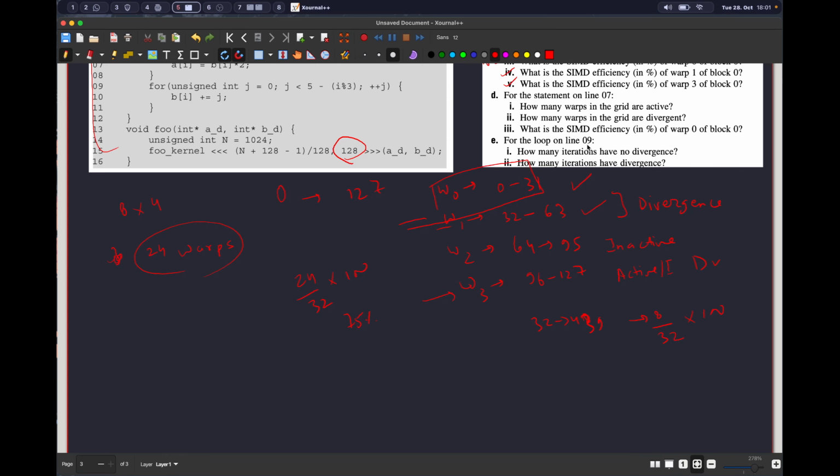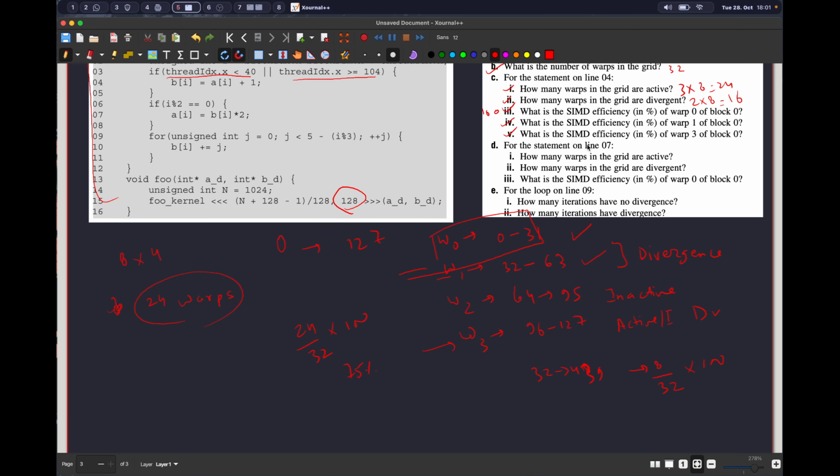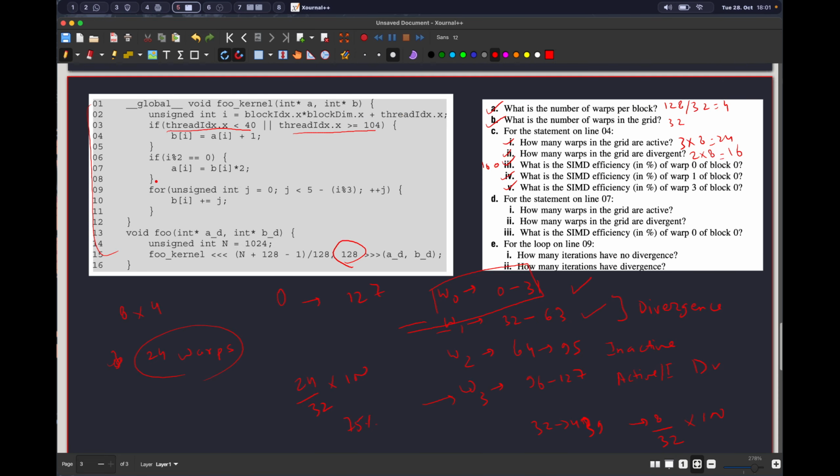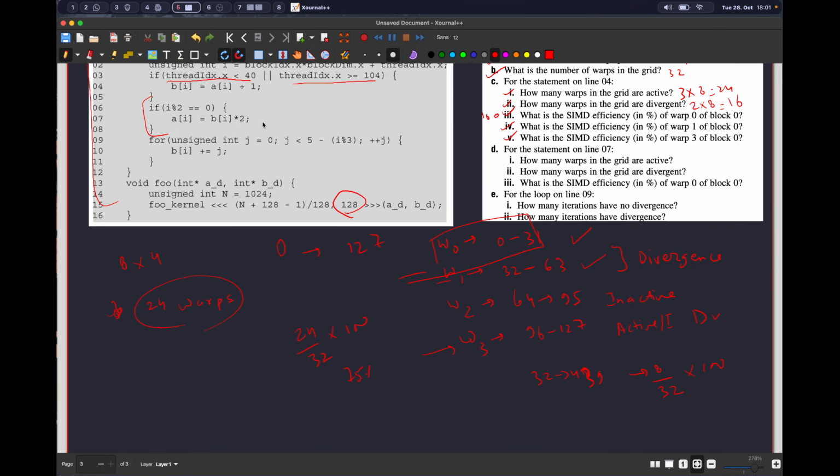For the statement on line 7, how many warps in the grid are active? Line 7 says it will only get executed if the thread index is an even number, and every other thread index is an even number. So for example, in a warp, whether we are from 0 to 31 or 32 to 63, half of the threads in the warp will be active. So the entire grid will be active. So all 32 warps will be active.